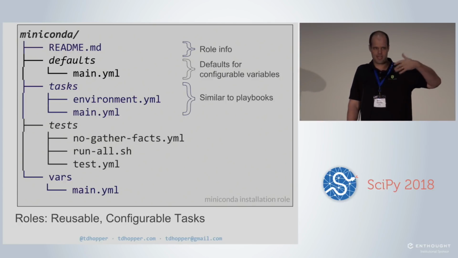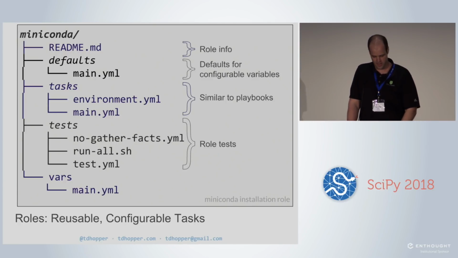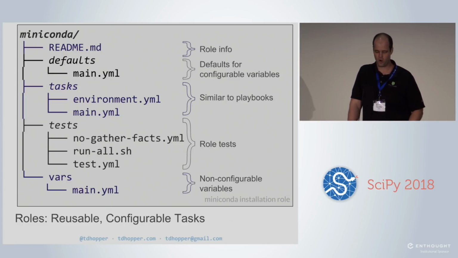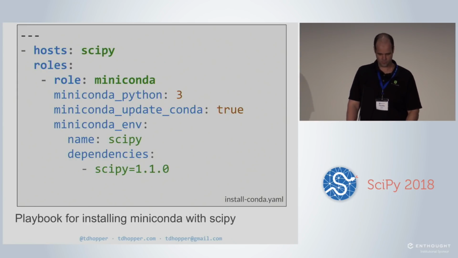So these are going to be the commands that actually install miniconda. And then there are tests that we can define to test that the role is doing what we want it to do. And then there's something called vars, which is similar to the defaults, but you can essentially think about vars as variables that we want to abstract out of the tasks files, but they're not something that we're going to configure when we actually use it.